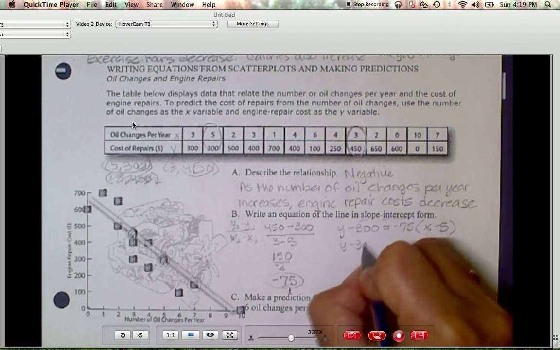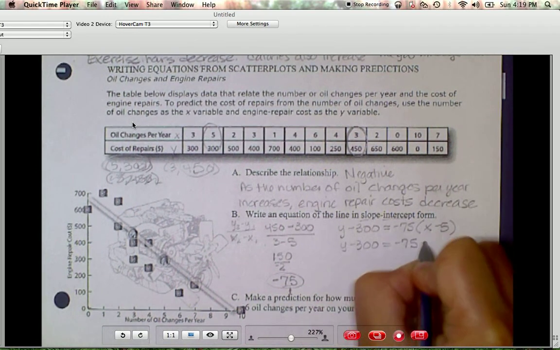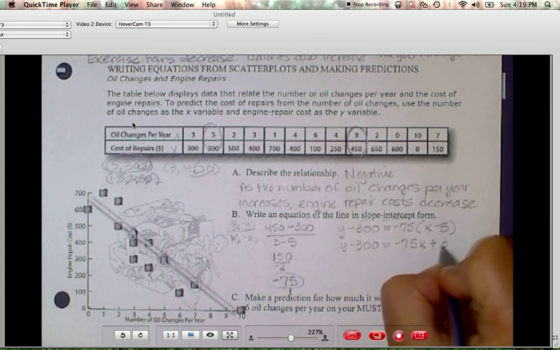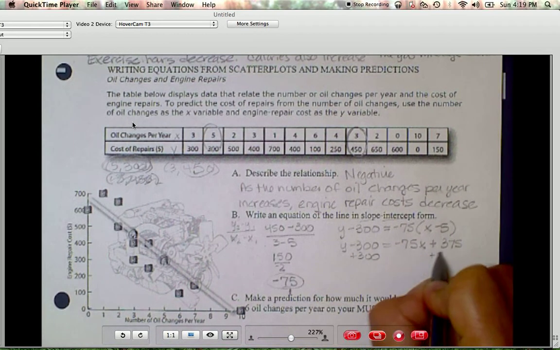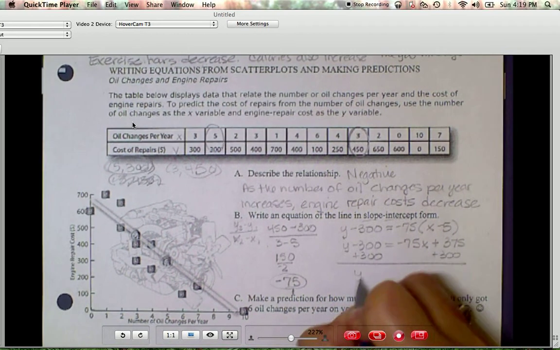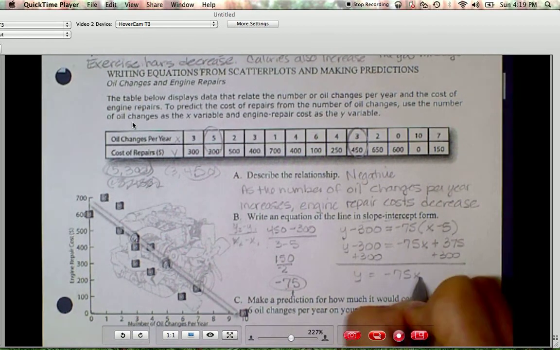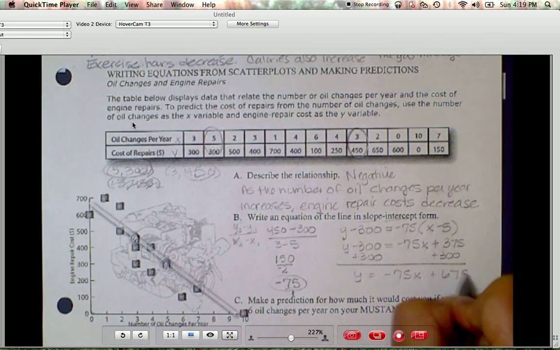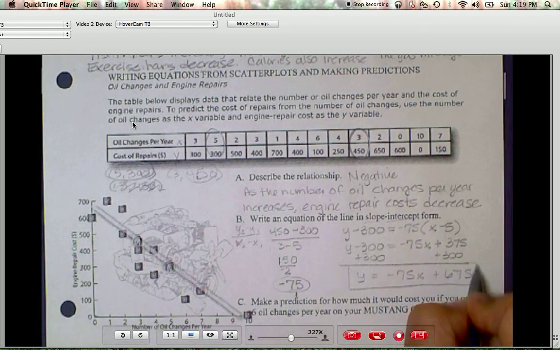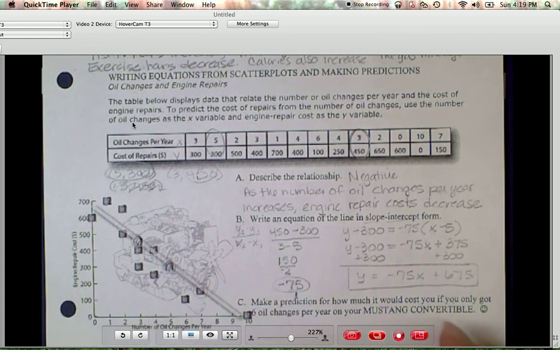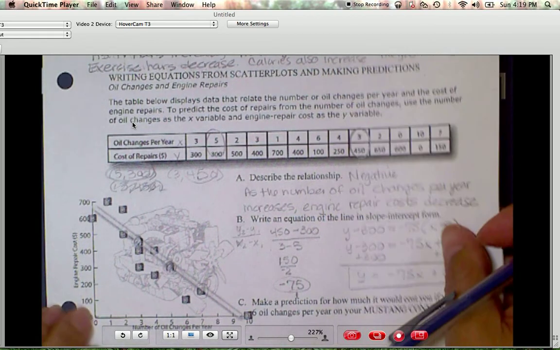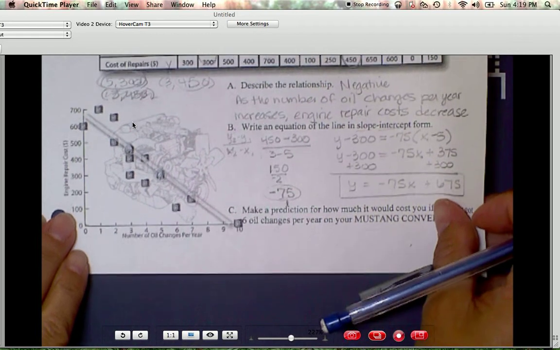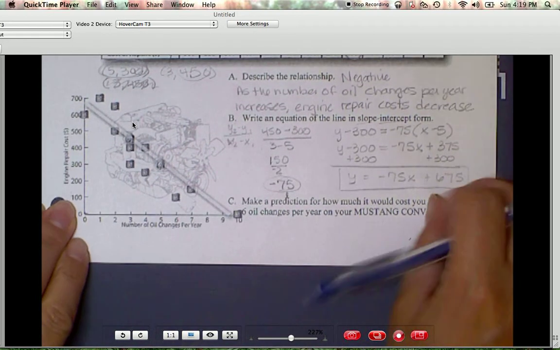So y minus 300 equals negative 75x plus 375. We continue getting y alone by adding 300 to both sides. y equals negative 75x plus 675. Now this is the equation of your line of best fit. This represents the equation for this line. We've done that before, okay? But we haven't taken it a step further and used that to make a prediction because we weren't talking about a real life situation before.